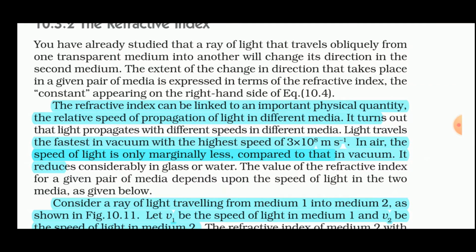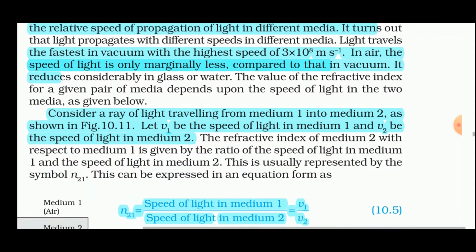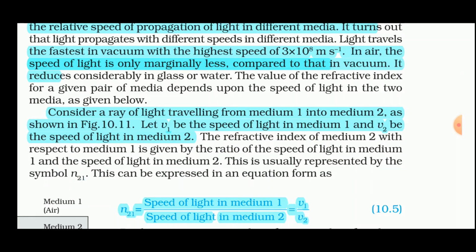It turns out that light propagates with different speeds in different media. Light travels fastest in vacuum, with the highest speed of 3 into 10 raised to power 8 meter per second. In air it is marginally less, and considerably less in glass or in water. The value of the refractive index for a given pair of media depends on the speed of light in the two media.